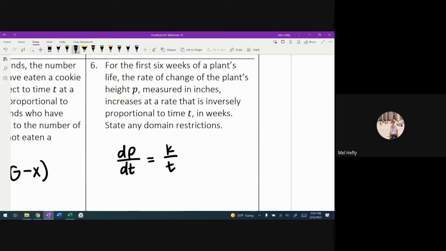Now, this says state any domain restrictions. Our domain for this one would be our t for time. What do you think we can go between? Yeah, so 6 would be our upper bound on that. What's our lower bound? 0. Should I include 0 in this domain?